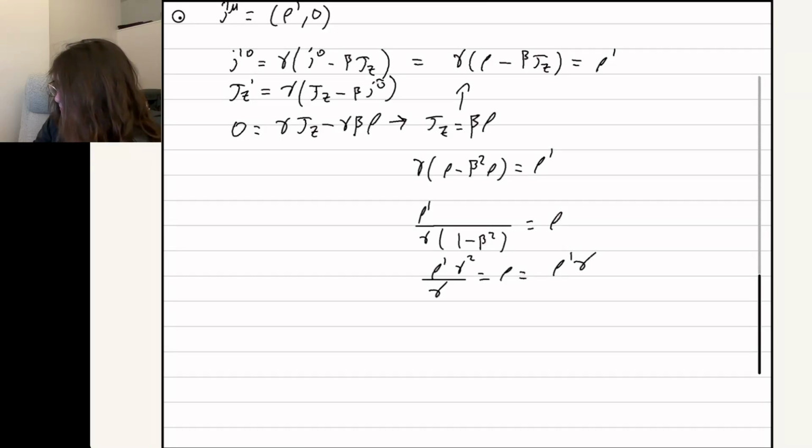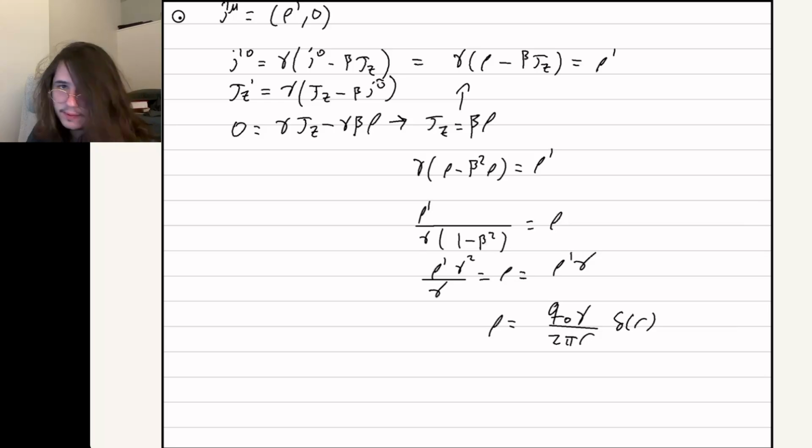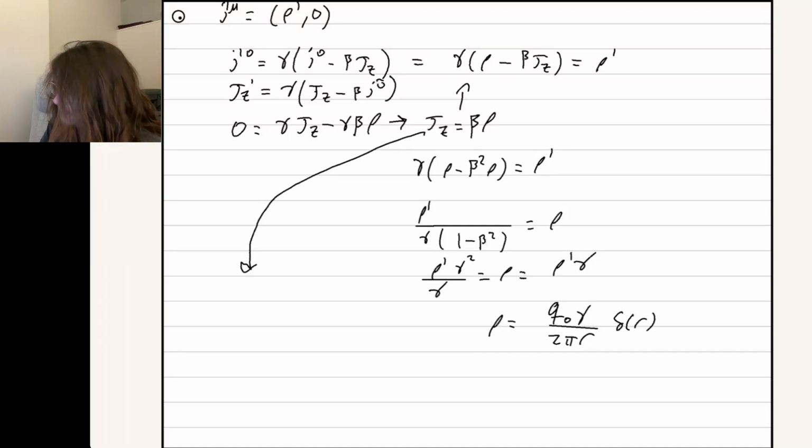So we know what rho prime is. So we know that the charge density in the lab frame is just, actually not 2, but q naught gamma over 2 pi r times the delta function, delta r. And that'll do. The charge density, we'll go back and we'll grab the z component of the current density and say that it will be just beta times q naught times gamma over 2 pi r delta r. That's all.